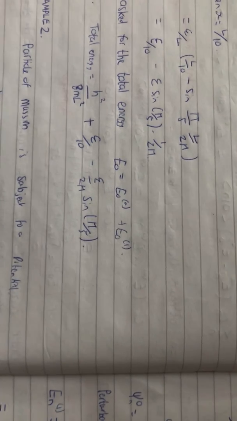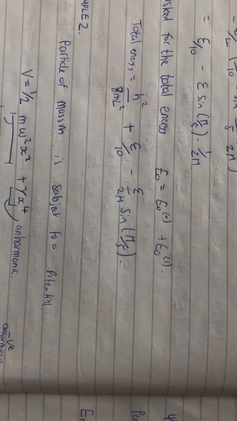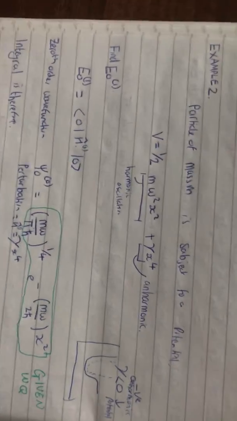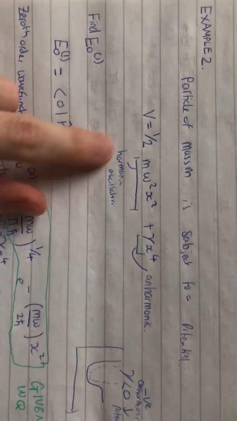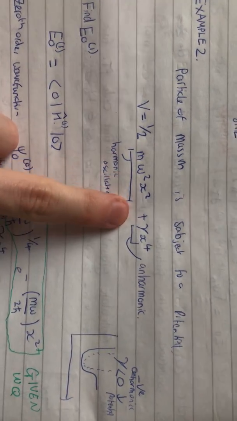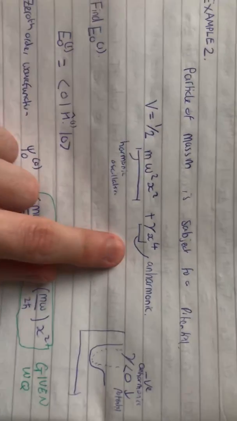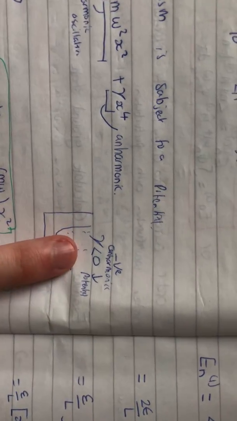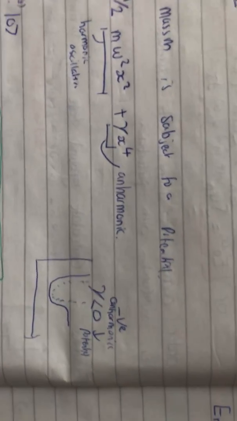We've got some more examples, which I don't know if we'll have time for. Let's see how far we've got. Yeah, we should have time. Okay, so example 2: we've got a particle of mass m, which is subject to a potential. The potential here is V equals a half m omega squared x squared plus gamma x to the power 4. So we've got a harmonic oscillator term and an anharmonic oscillator term. Gamma is less than 0 when we've got a negative anharmonic term, and that's the potential.